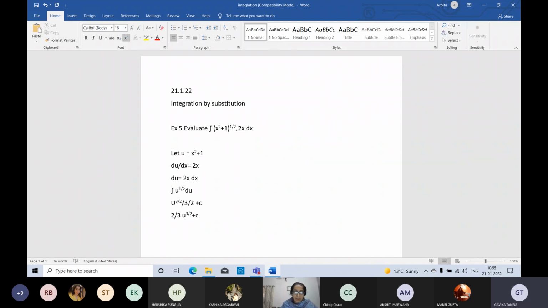C, right? So this also means since I started out with the question with x, obviously my final answer has to have x in it. So I'm going to replace it now. Now I know this is equal to x square plus 1. So I replace it.